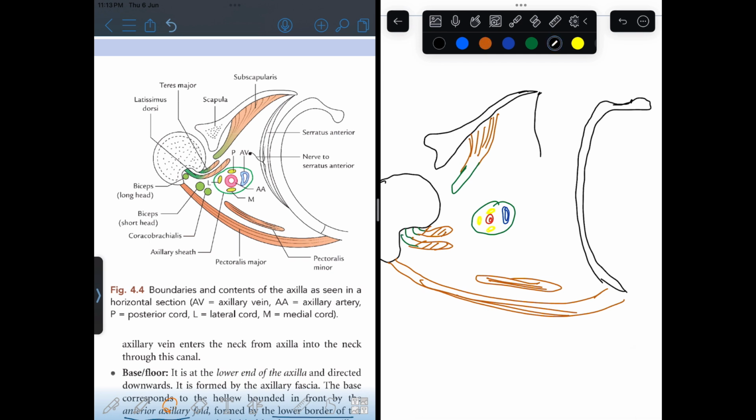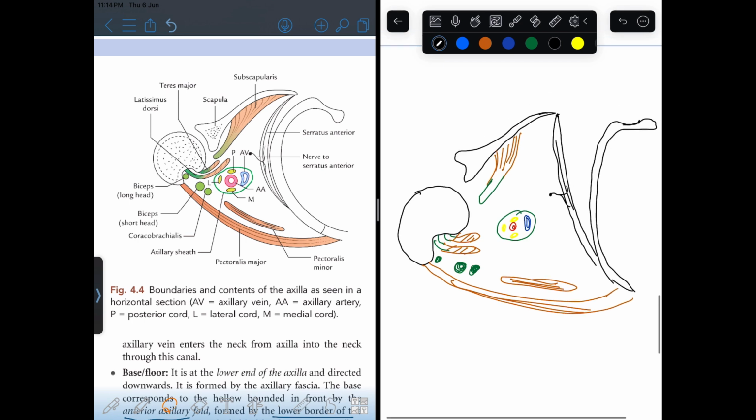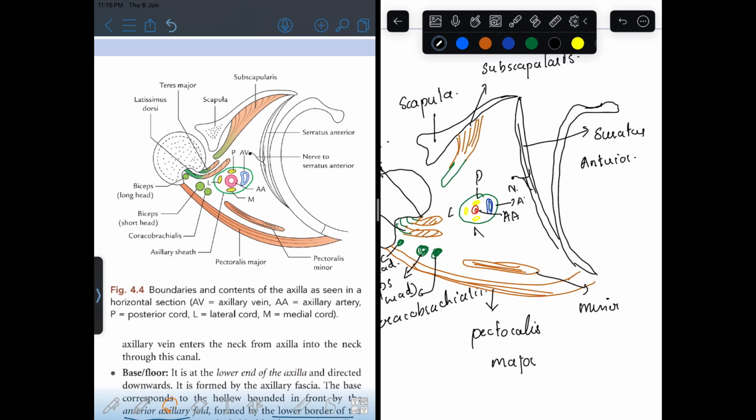Drawing the serratus anterior muscle, and the nerve to the serratus anterior muscle. And then finally the tendons: the biceps long head, biceps short head, and the coracobrachialis. Now marking all these structures up. So that is it about the introduction to the axilla.